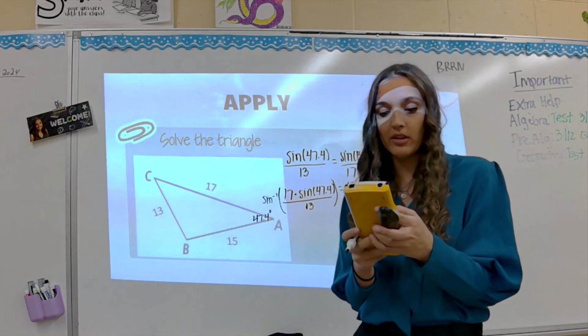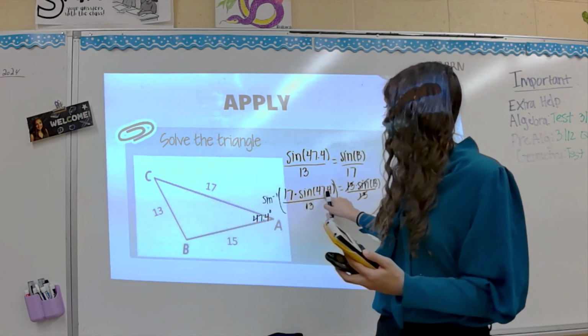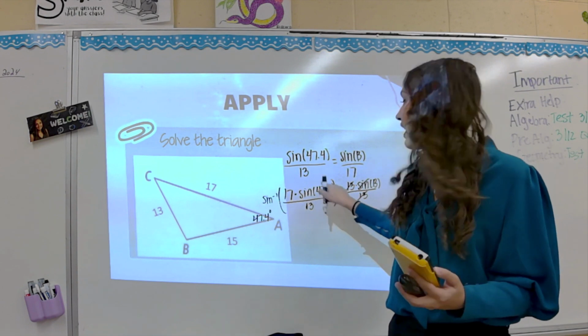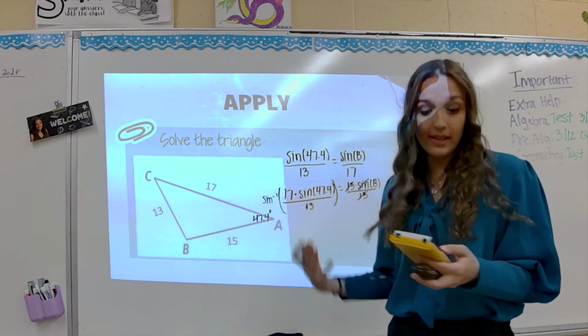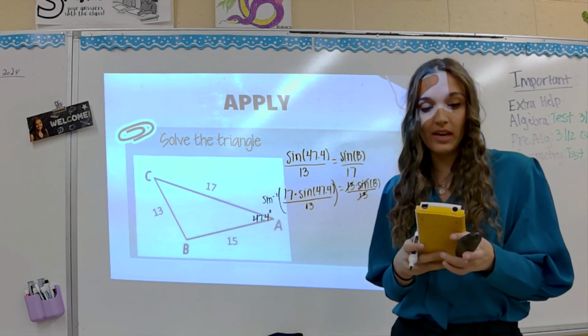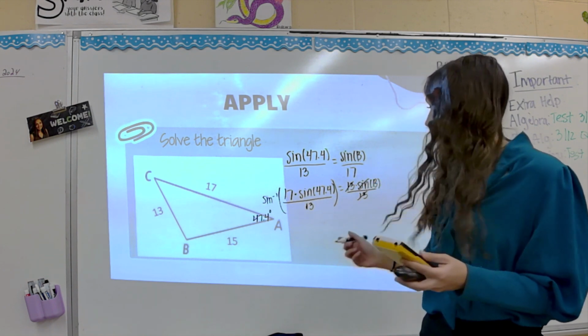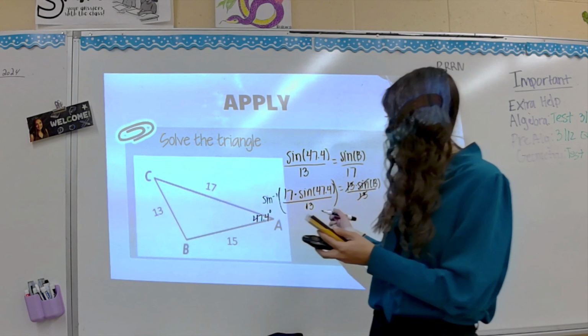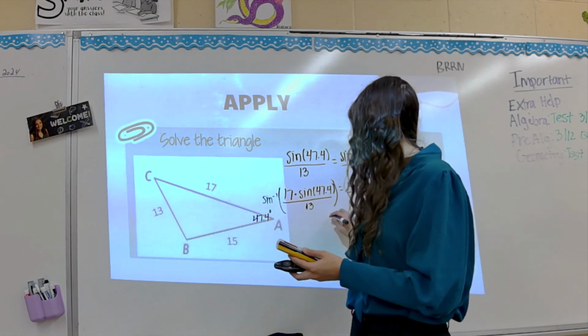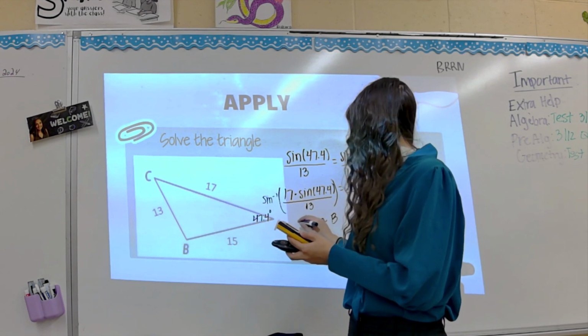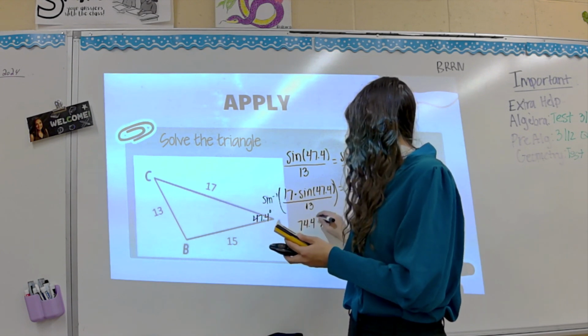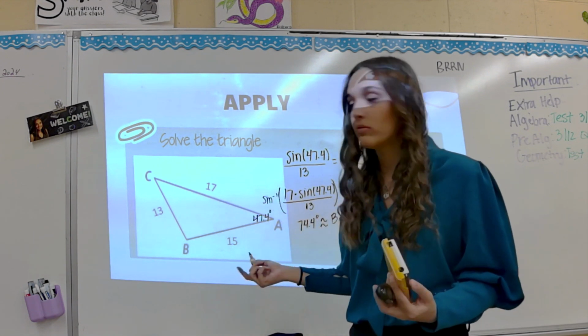So in my calculator I would do sine of 47.4, enter, times 17, enter, divided by 13, enter, and then I'm going to inverse sine that number. And when I inverse sine that number, I get my B as approximately 74.4 degrees, which we just saw.